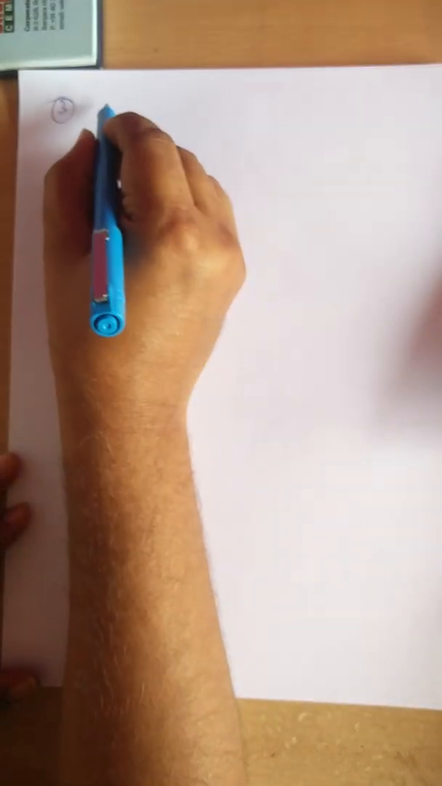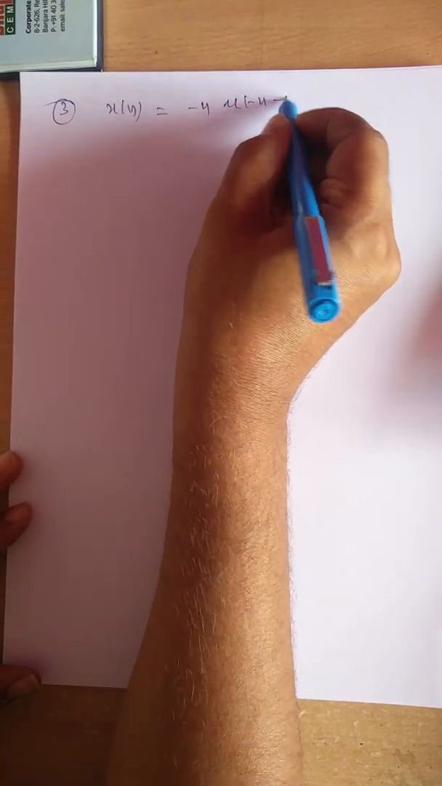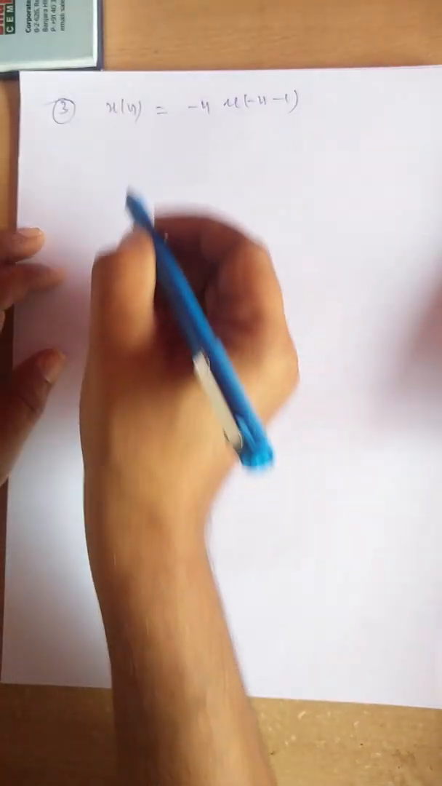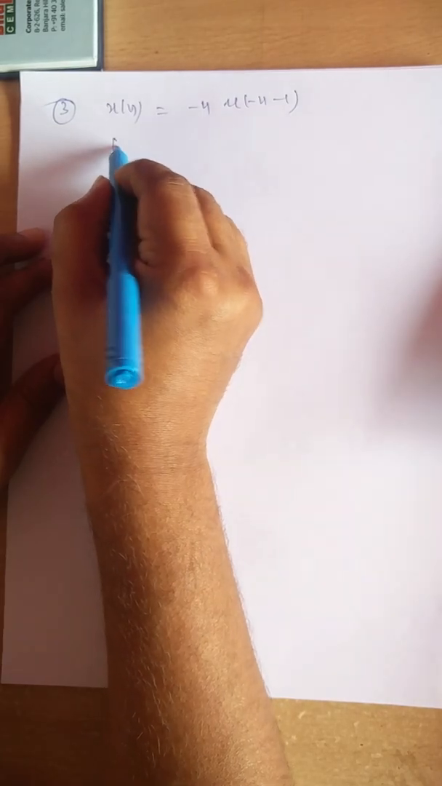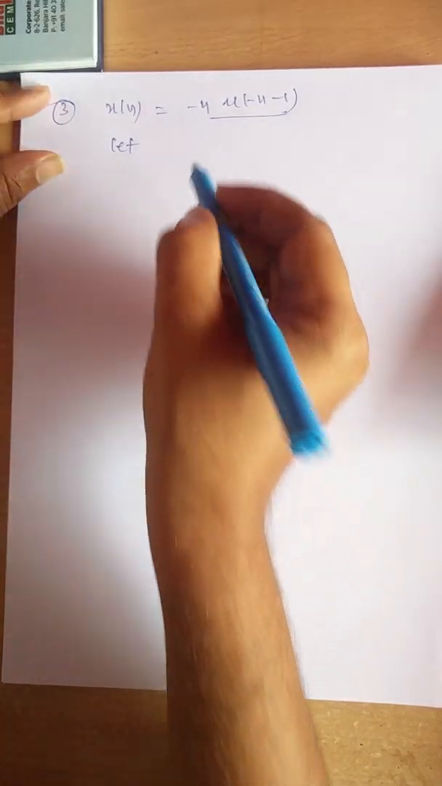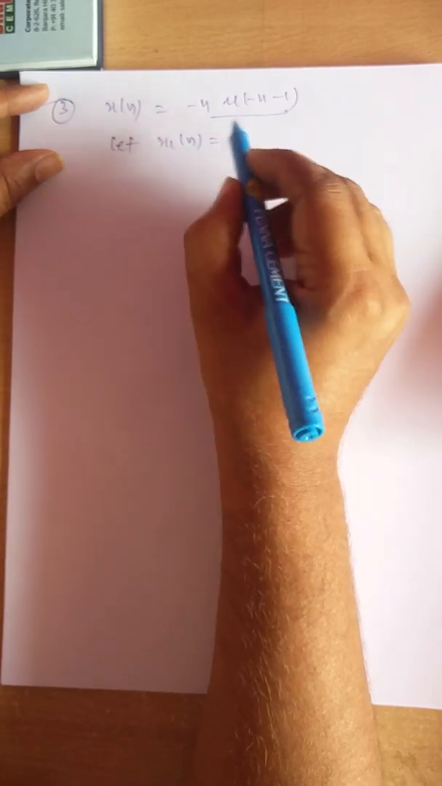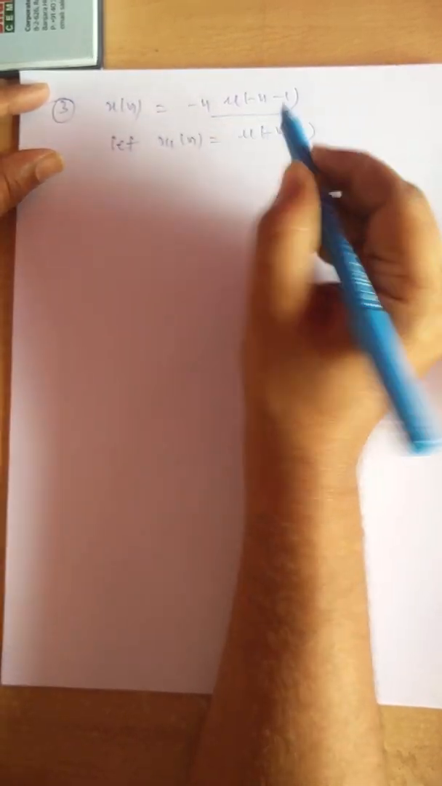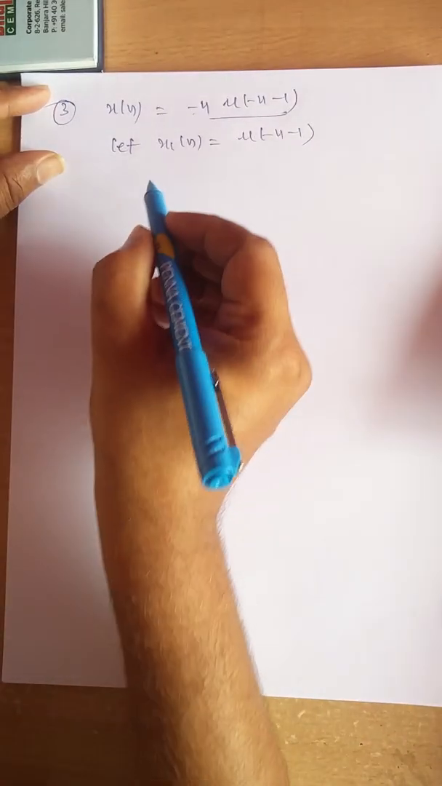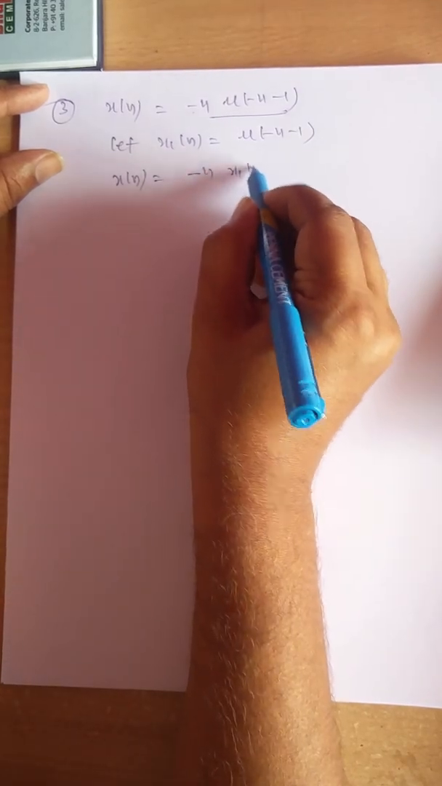Third problem is x of n equals minus n into u of minus n minus 1. Now let us take this. We can also do this using the differentiation in z domain property. Let x1 of n be equal to u of minus n minus 1. Let us keep this minus sign as it is. Then we get x of n equal to minus n into x1 of n.